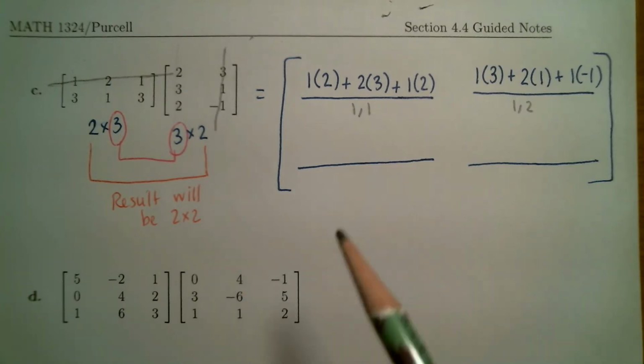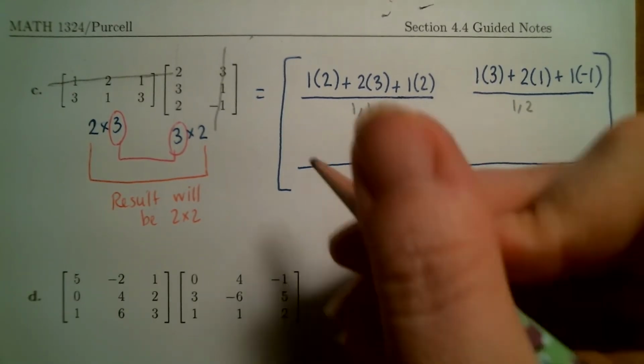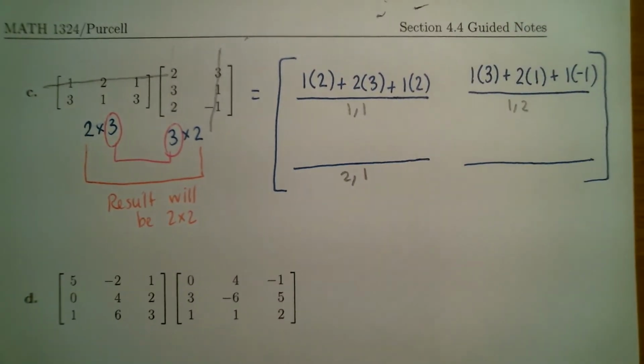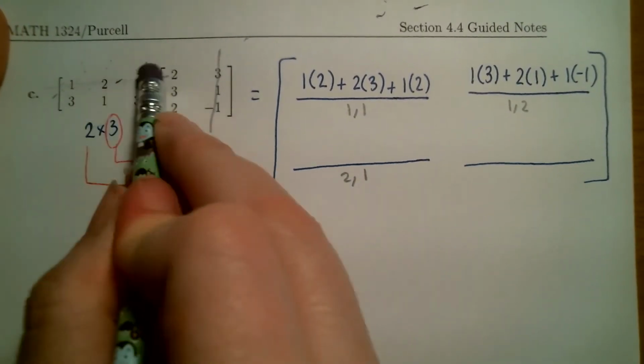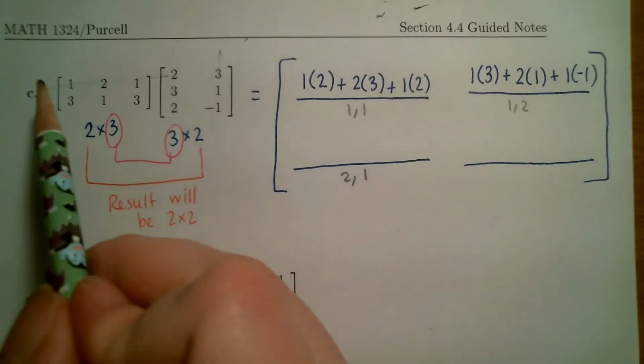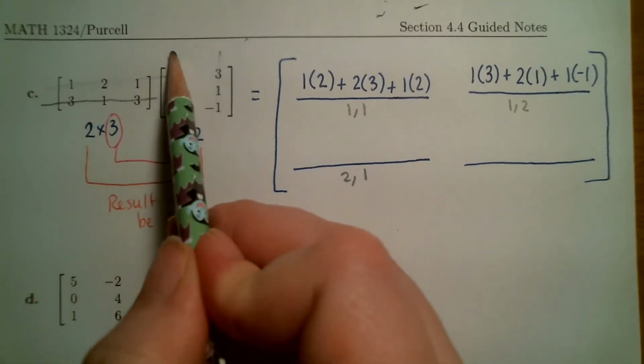In this matrix, this is the second row, first column. So when you do the dot product, I am going to do the second row, first column.